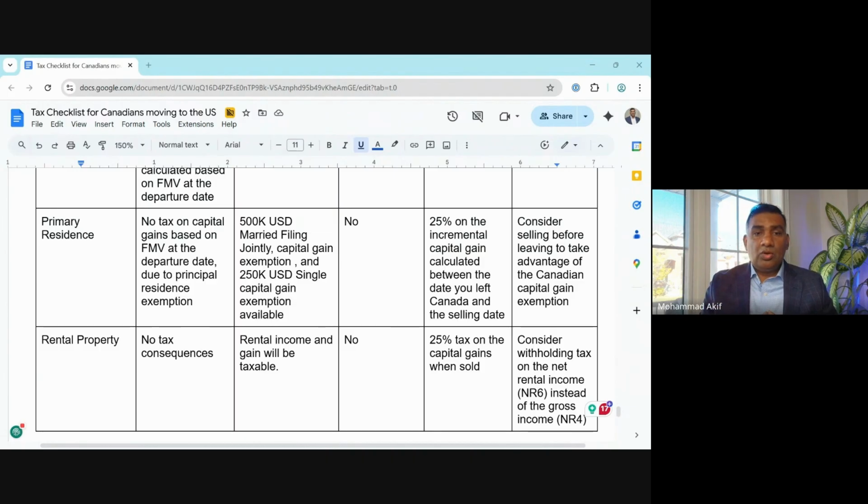There will be a tax checklist put up on our website that you can download for Canadians who are moving to the US, for you to go through the majority of the items that you should be looking at and working on while you move or after you have moved. Look at things that you should have worked on if you've already moved.